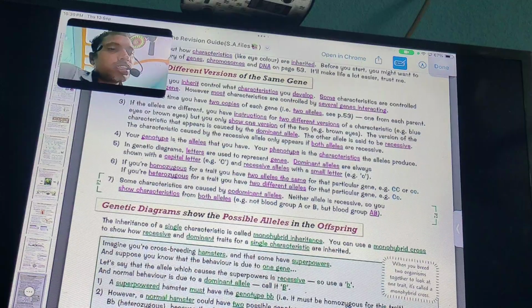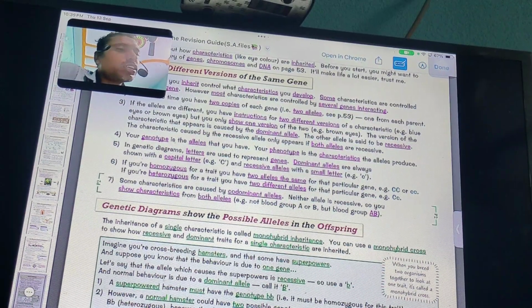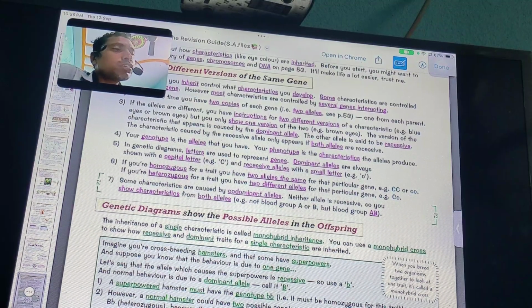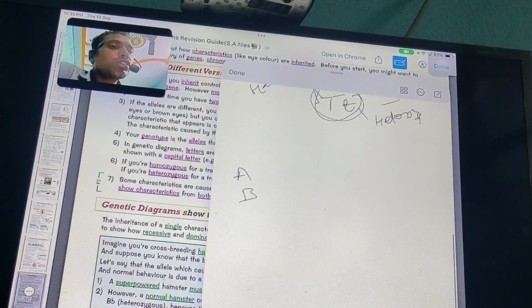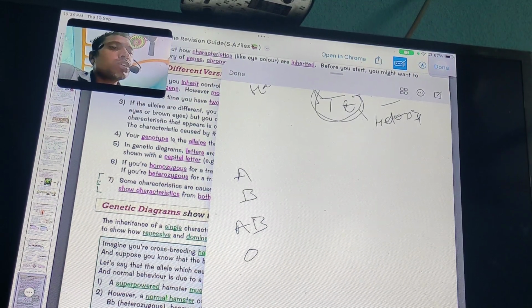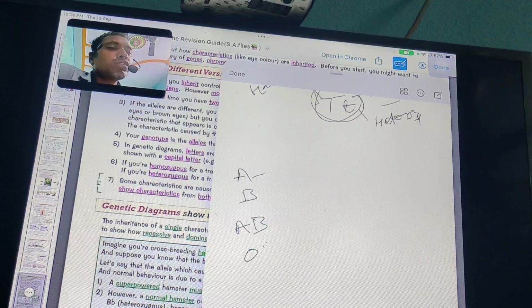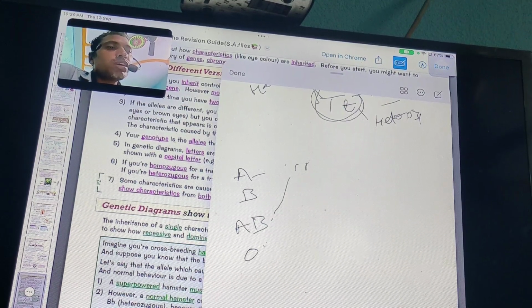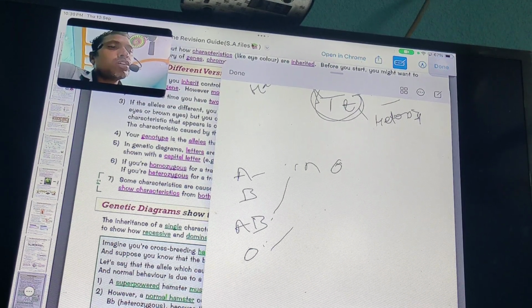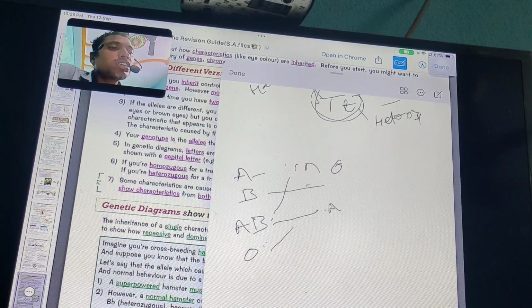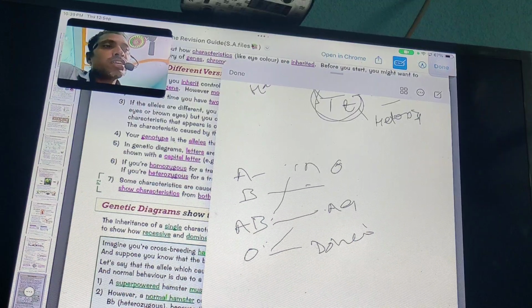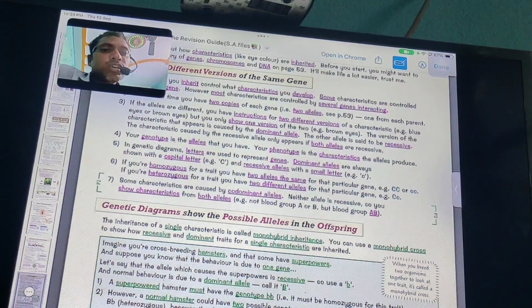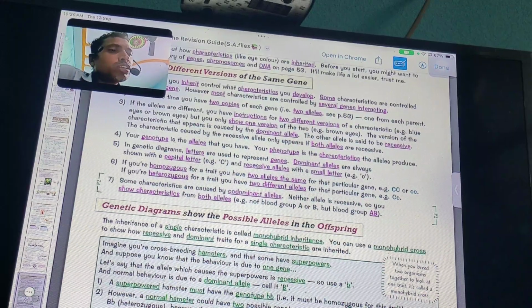Some characteristics are controlled by codominant alleles. Neither allele is recessive, so both alleles are expressed. Capital A and B are blood groups. The blood groups are A, B, AB, and O. AB is the universal acceptor and O is the universal donor. This is the antigen. These are the different ABO groups.